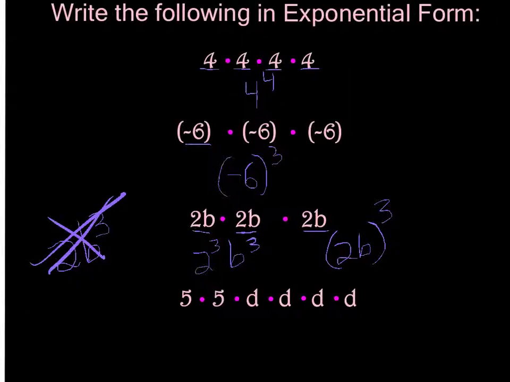Okay, let's do this. So I see how many 5's? I see 2 5's, and then how many d's do I see? I see 4 d's. There, and that's how you write that.